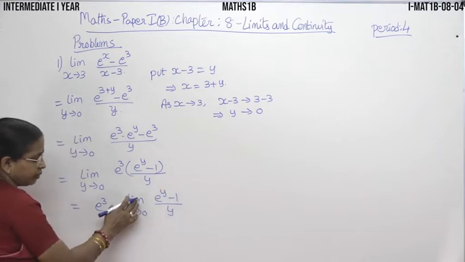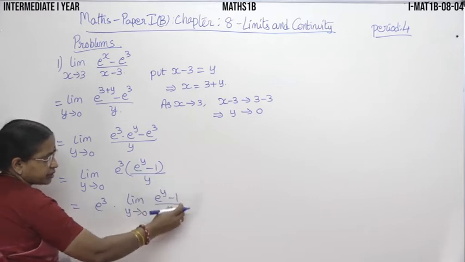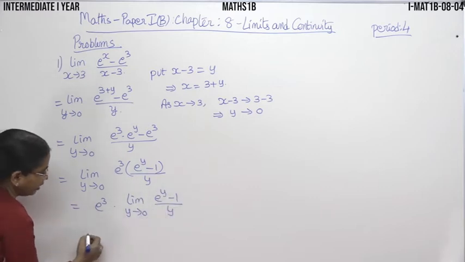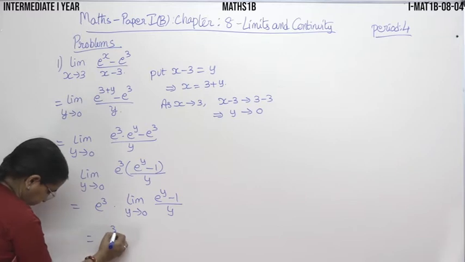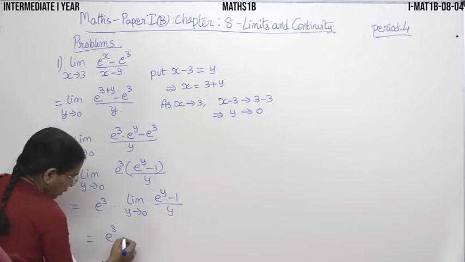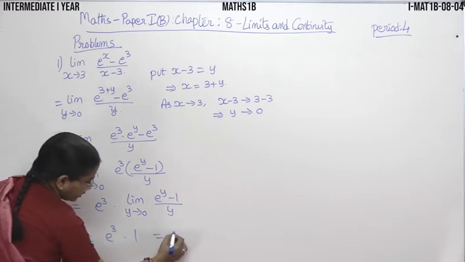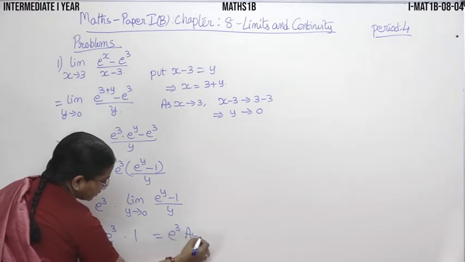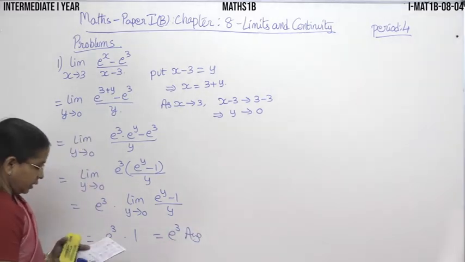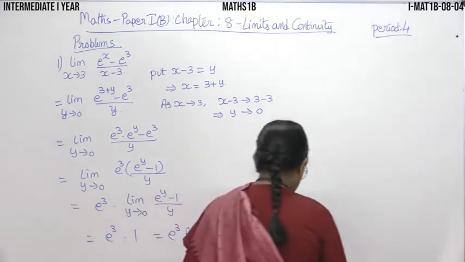This is in the form limit x tending to 0 of e power x minus 1 by x. Instead of x, you have y. So its value is 1. So it is equal to e to the power 3 into 1. That is e power 3. That is the answer. Okay, next problem. Next one.